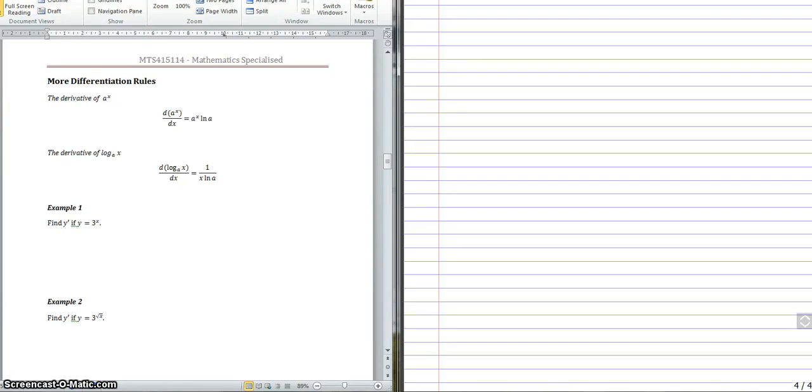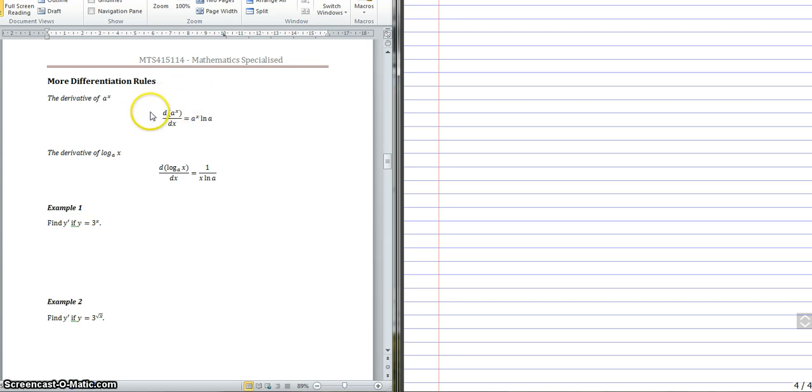We're going to look now at some more differentiation rules, and that's the derivative of a to the x and the derivative of log base a of x, where a here and here are real numbers. Okay, we are used to differentiating e to the x and log base e of x. Okay, so these are the rules.